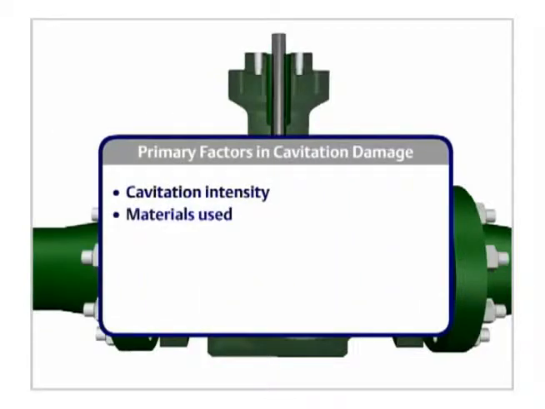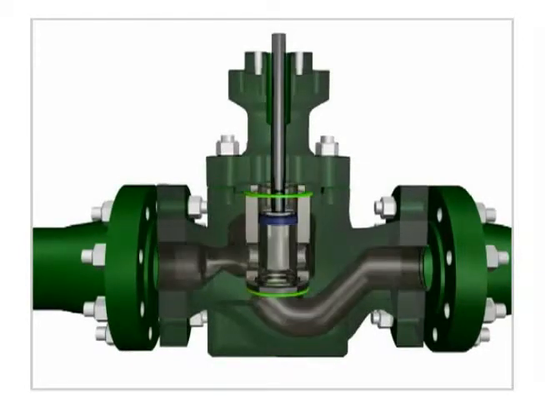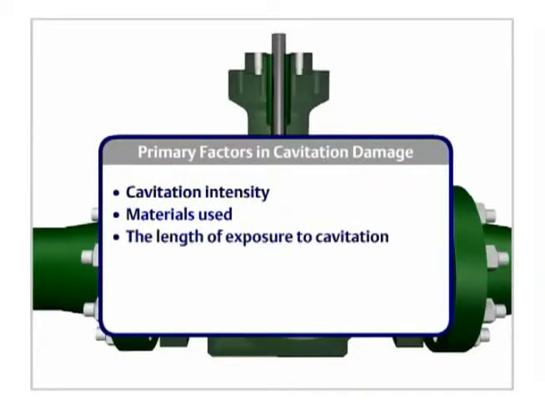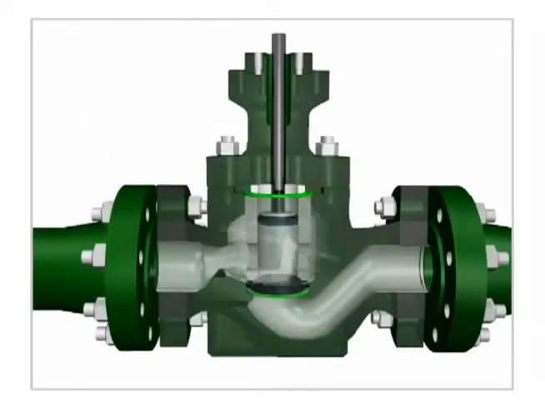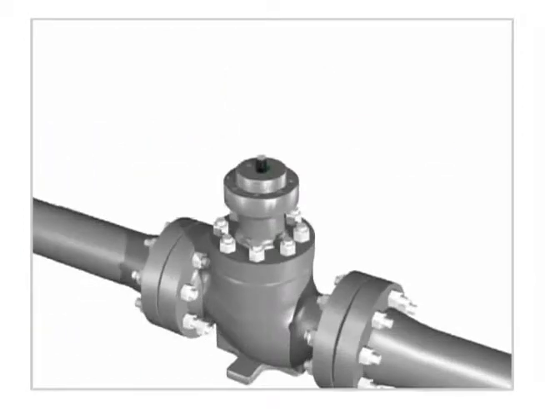The materials used in the construction of the area where the cavitation occurs. Hardened materials reduce damage. The length of exposure to cavitation. The more frequently that cavitation occurs in an area, the more likely it is to sustain damage. Valve size. Increasing the valve size tends to make the effects of cavitation worse.